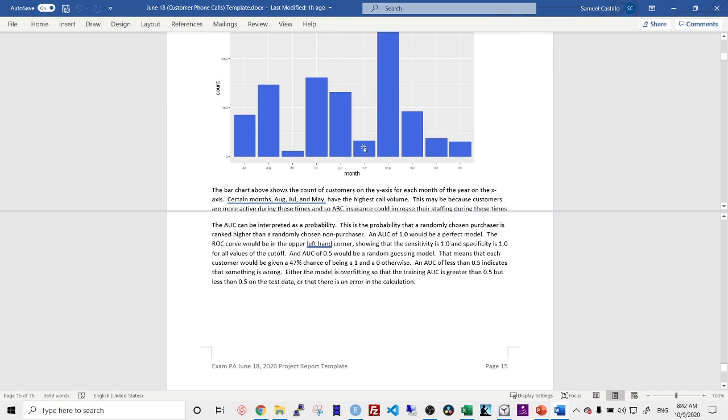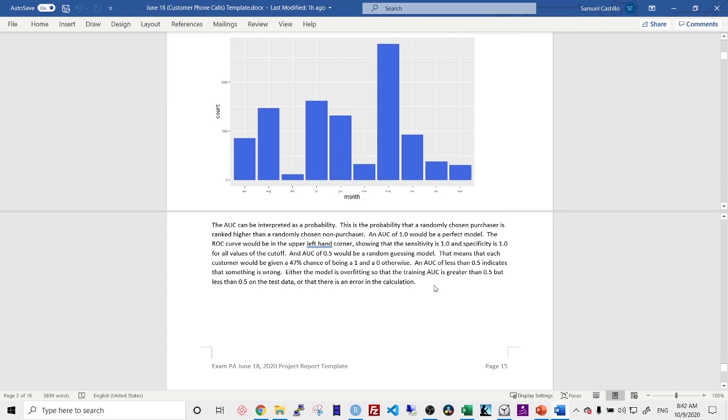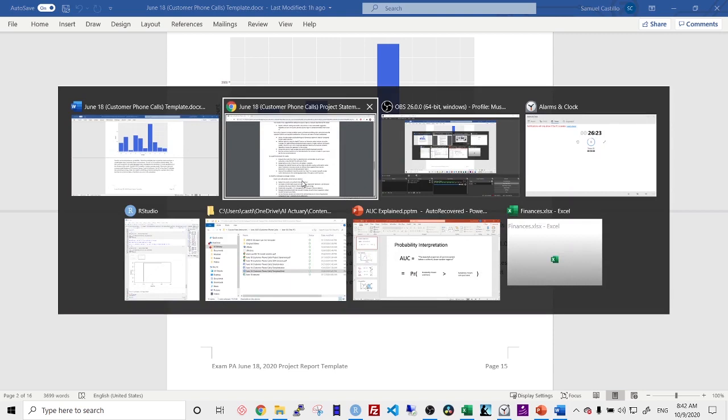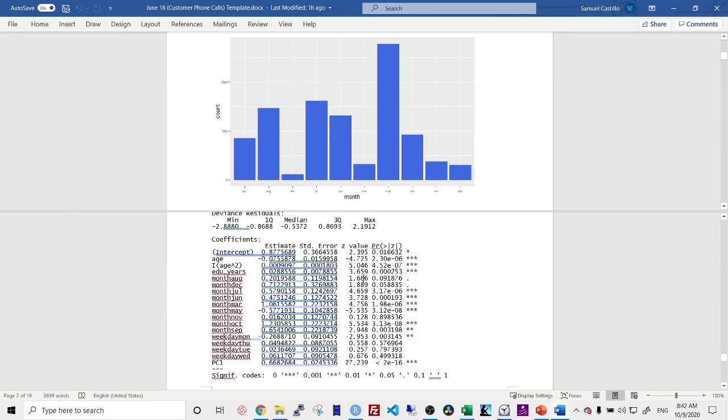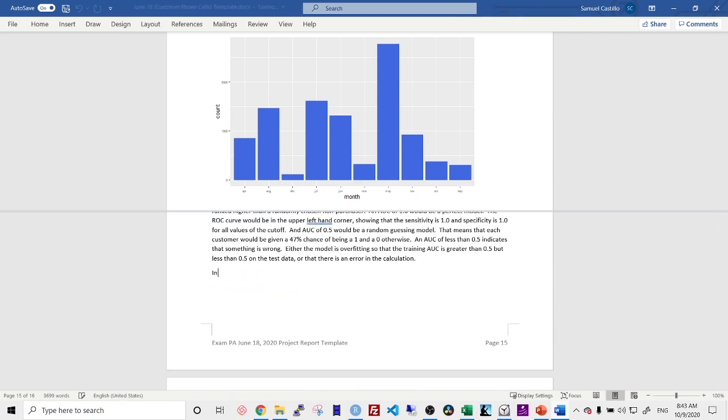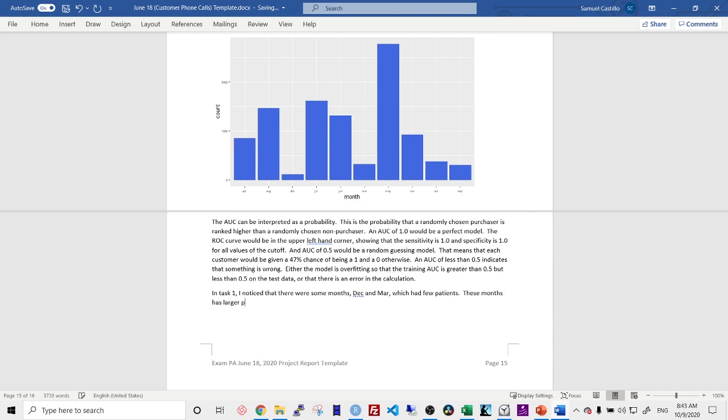For the month variable, I noticed that some months had fewer observations than others. And if you look at the results of this model, I can see that the p-values for August, for instance, are quite large, as well as December. And I noticed that for December there are not many observations. In task 1, I noticed that there were some months, December and March, which had few patients. These months have larger p-values because there is less confidence in the coefficient estimates.